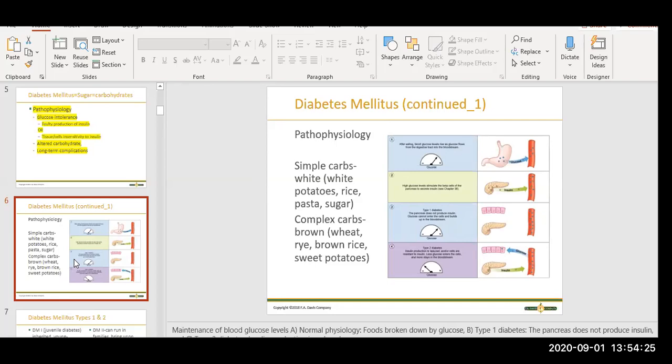Okay, and I'm going to say that one more time. I'm actually going to pause the share just to make sure that this is clear, because this is very important, okay? Insulin, just picture it.